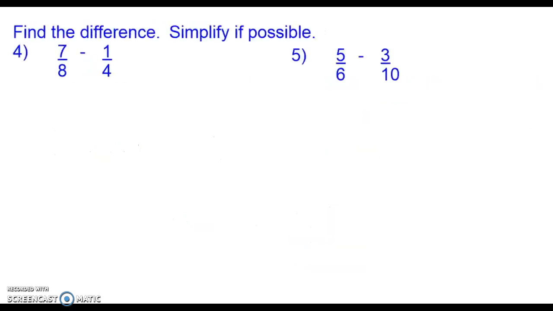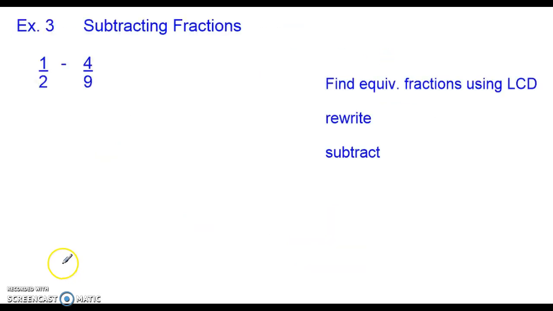Good, now this is a subtraction problem, so go ahead and try this one on your own, pause the video, and come back when you're ready. Okay, so the first thing you need to do is find a common denominator between 2 and 9. So I'm going to rewrite my equivalent fractions so they have a common denominator. My least common denominator between 2 and 9 would be 18. So I'm going to multiply 2 by 9 to get 18 and 1 by 9. That would give me 9 over 18.